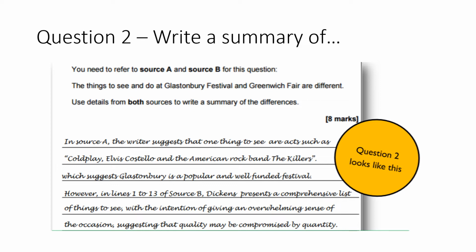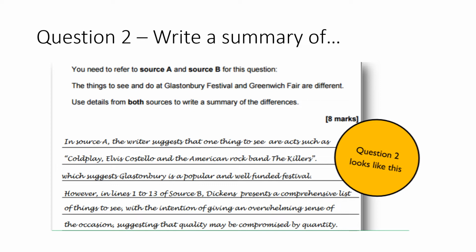Okay, so if you look at the answer or the paragraph there, in source A, the writer suggests that one thing to see are acts such as Coldplay, Elvis Costello, and the American rock band The Killers, which suggest Glastonbury is a popular and well-funded festival. However, in lines 1 to 13 of source B, Dickens presents a comprehensive list of things to see, with the intention of giving an overwhelming sense of the occasion, suggesting that quality may be compromised by quantity.